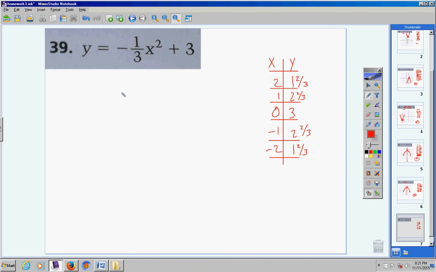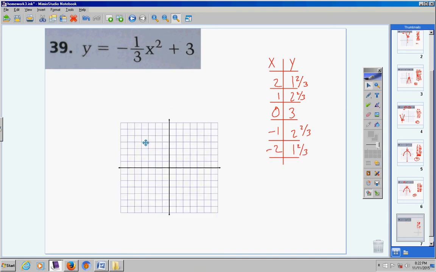Substitute -1 in, so -1/3, parentheses, -1 squared, +3. Square the -1. -1 times -1 is a +1. So you have -1/3 times 1, which is just -1/3, +3, which would give you 2 and 2/3. Okay, so there we go, students. I've checked my calculator. Everything matches up well.